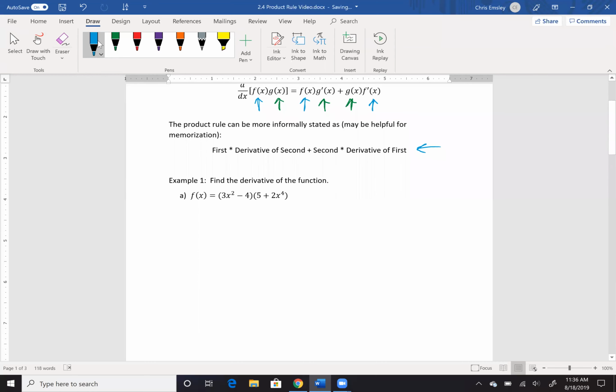Okay, let's try another one. Okay, again, you can see we have a first factor and a second factor. So we're going to apply the product rule. Here we need to do one little thing before we apply the product rule. We've seen this in our previous examples.